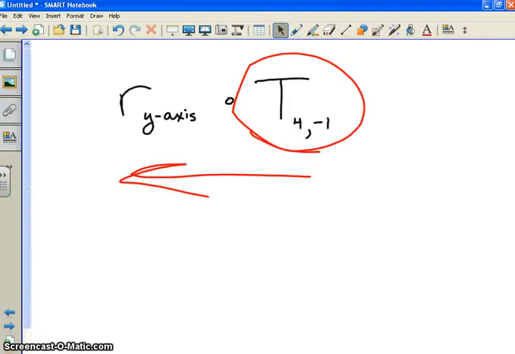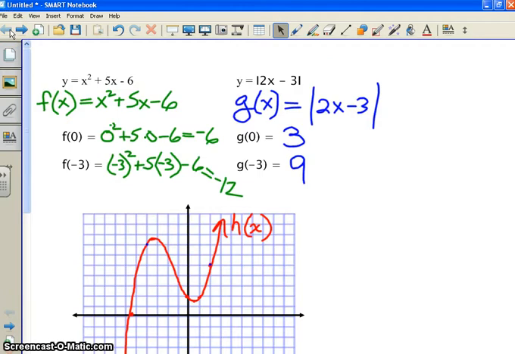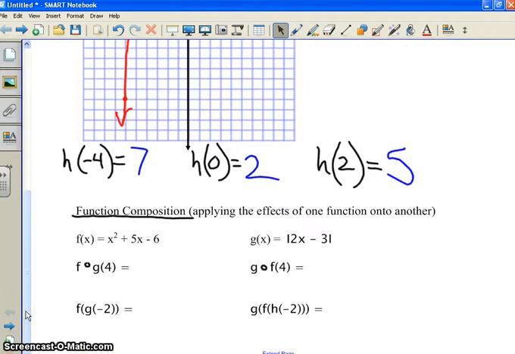Same thing is true with our function notation. F following G, that means G is coming first, and then F is coming second. So the thing we're doing with G is we're plugging in 4. We're evaluating an input of 4 to see what the output is. So the absolute value of 2 times 4, take away 3. 2 times 4, take away 3 is 5. And the absolute value of 5 is 5.